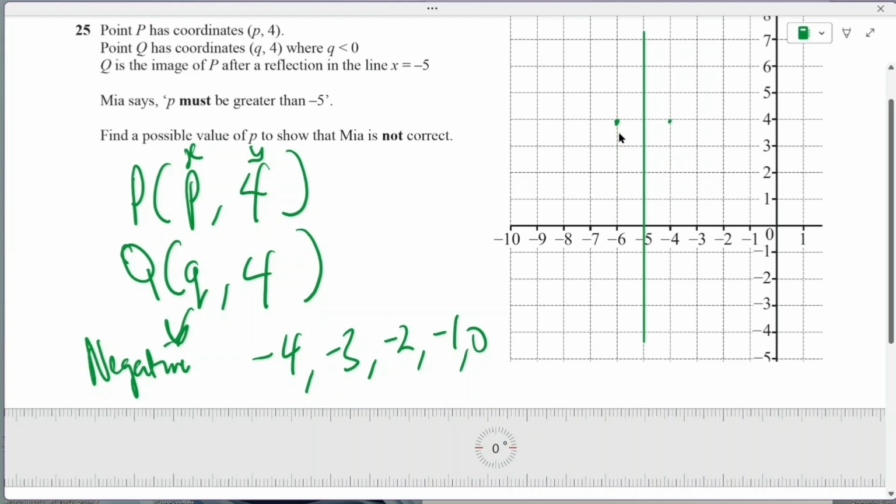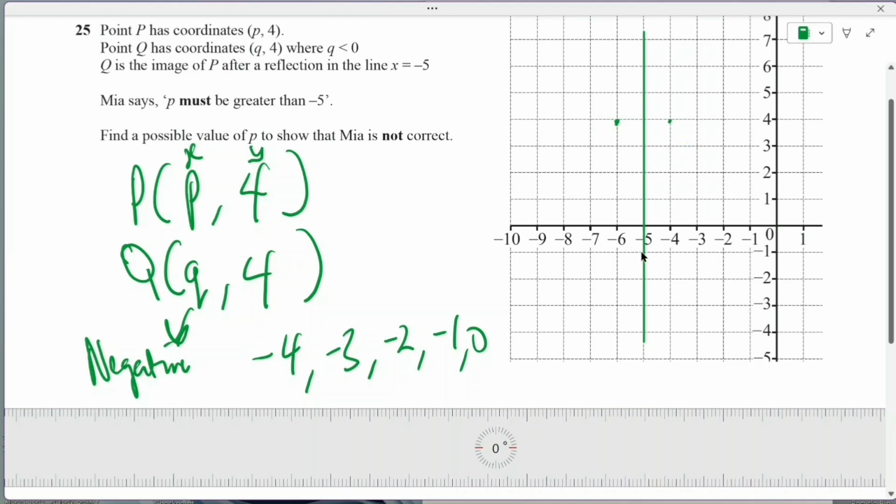And it's not stated that p is less than -5. We are even told to prove that Maya is wrong. So we can take any value for p, provided q, which is the x coordinate of point Q, is less than 0. We should note that we are not limited in the value for p. This is where the twist is. Most students will jump on it and put P on the right of the line of reflection, and we want Q on the left, but P can be on the left and Q will be on the right.